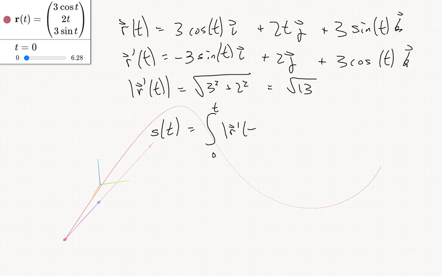of the length of r prime. So I'm going to use tau for the integration variable. This is the integral from 0 to t of root 13 d tau. So we get that s is equal to root 13 t. So now we can go and find the arc length parametrization.